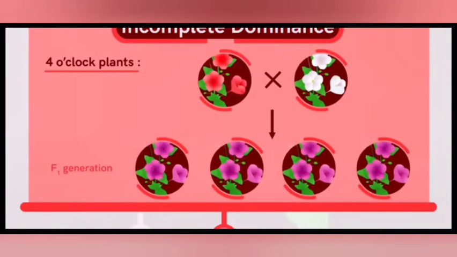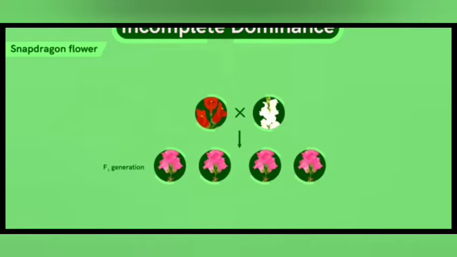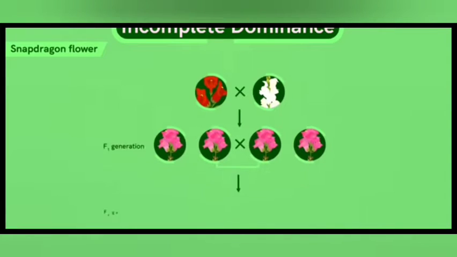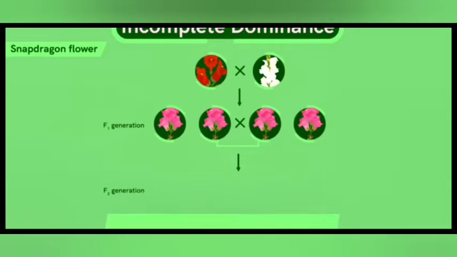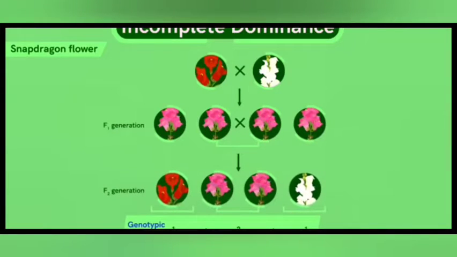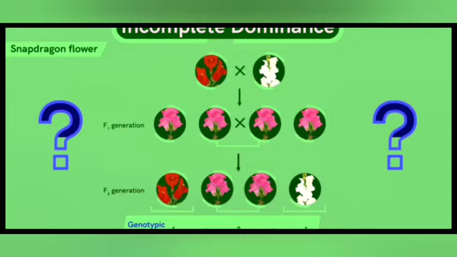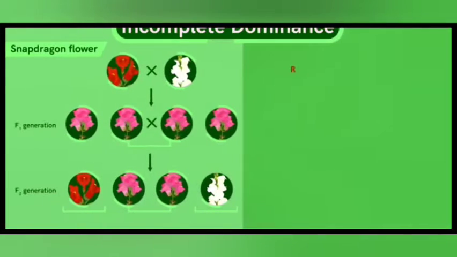You can also study this with the help of another example, that is called snapdragon flower or dog flower. Here also there are red colored flower which are dominant over white, and when they are crossed they give all F1 hybrids which are pink. But when these F1 hybrids are selfed, they give the same genotypic ratio of 1:2:1. So let us study it in more detail with the help of cross.